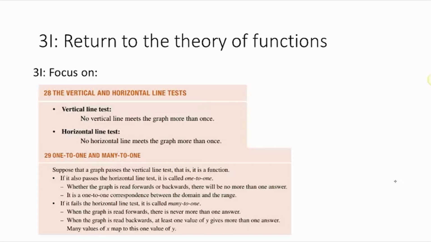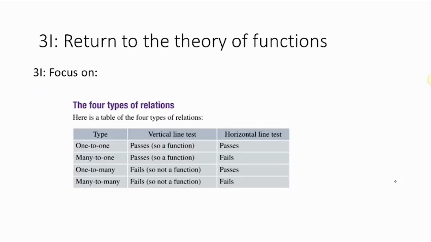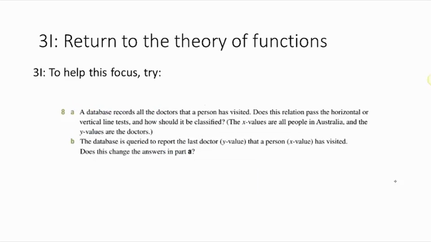So finally then, we have the other bookend, 3i, returning to the theory. We had the vertical line test already, so now we've got the horizontal line test as well, and a quick recap of 1-to-1, many-to-1, and so on. Here's a nice table that's in the book that just summarises that. So really try and get students to get their heads around this idea of how we can test for each of those types. And here's a question that would help. And there's just one question not in the advanced book for 3i, number 6.